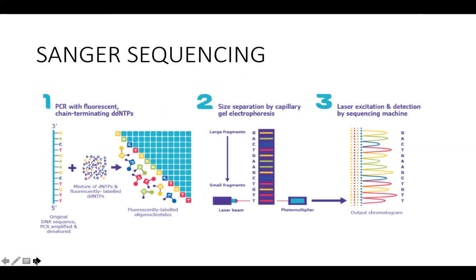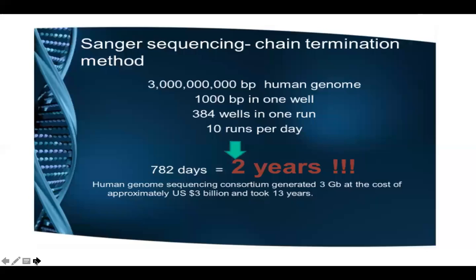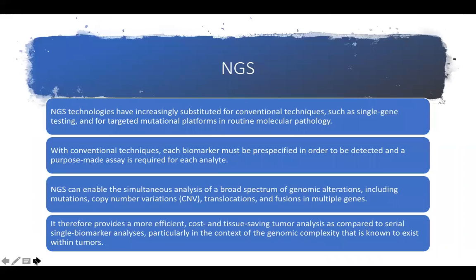The chain terminated oligonucleotide fragments are then separated based on size by capillary gel electrophoresis. Since DNA is negatively charged, it gets attracted to the positive end. Then ultimately, using laser excitation, the sequencing is done by a sequencing machine. So using the conventional Sanger sequencing chain termination method, it would take around 2 years to identify the entire human genome. So now comes NGS.